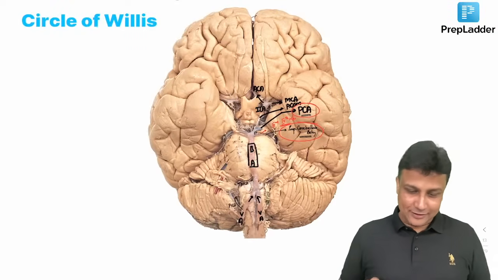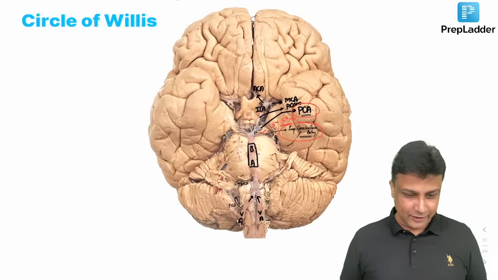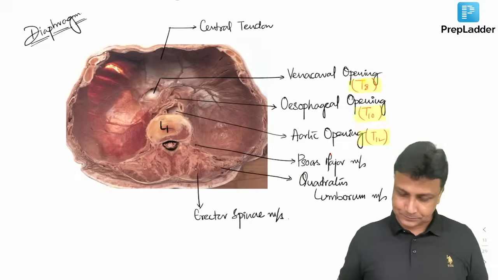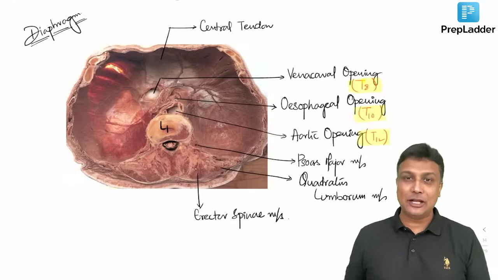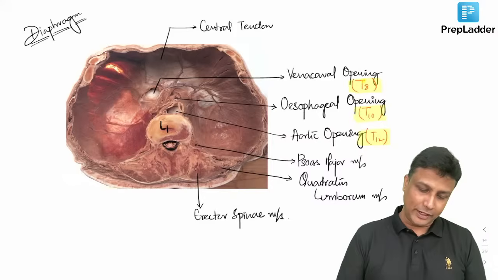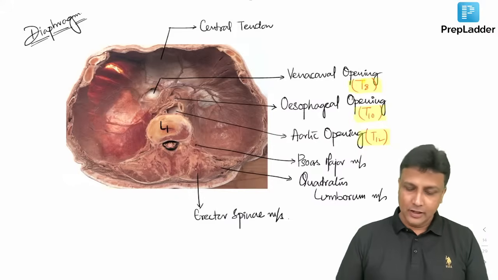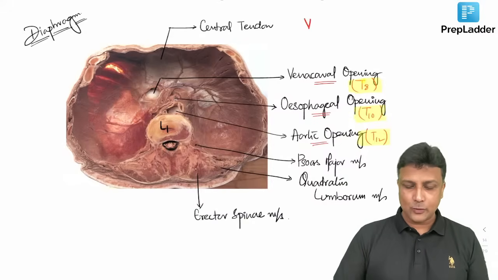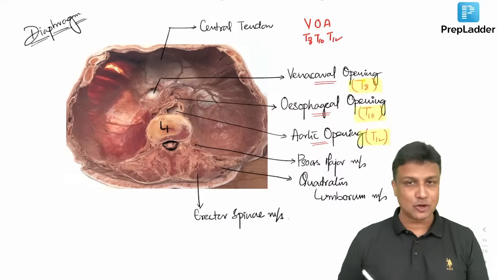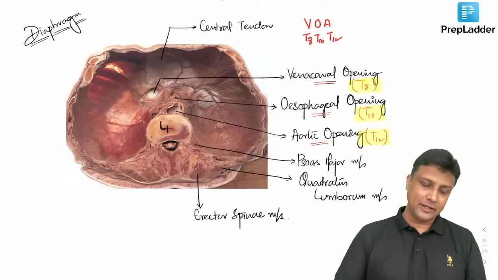Done. I hope that is done, my dear friend, Dr. Rafa. Now, moving on to the diaphragm. Yes, we know very well there are three major openings in the diaphragm. Number one will be the vena cava opening. Number two will be the esophageal opening, and number three will be the aortic opening, guys. And we remember the sequence as Voice of America, that is at T8, then T10, and then T12. Fine. Now you have to remember what are the structures passing through these openings.